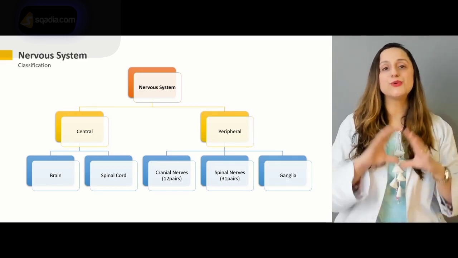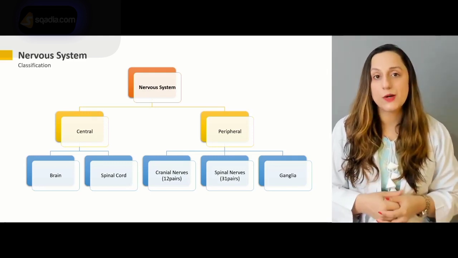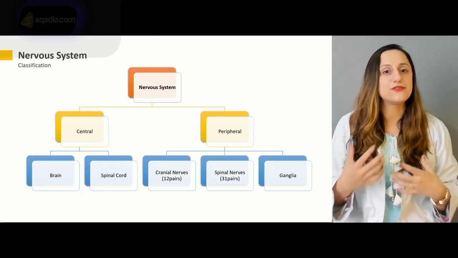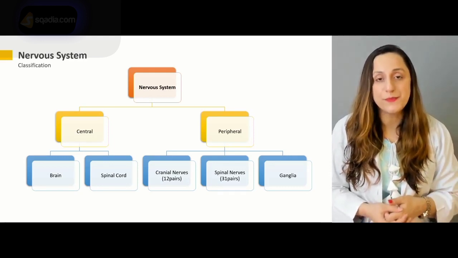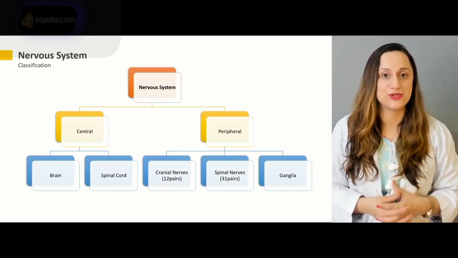So here we got to know the general organization. We have a central and a peripheral nervous system, and they have their different integrations and coordinations to perform. We're going to study that in detail in our separate lectures.